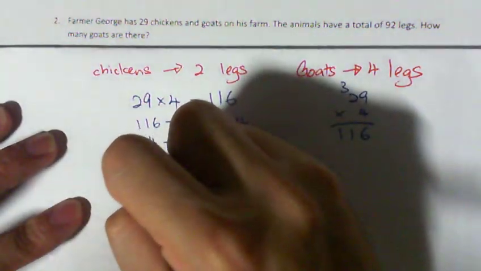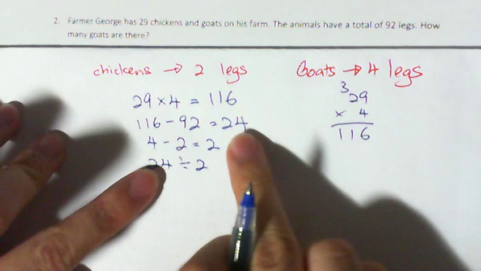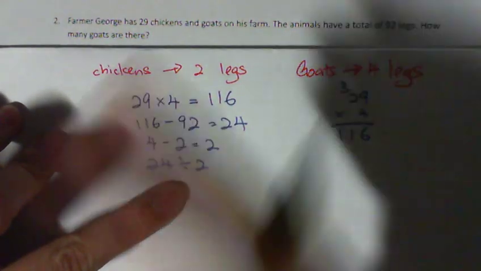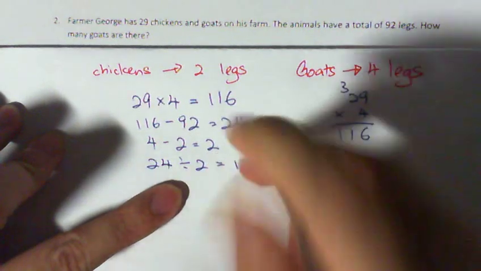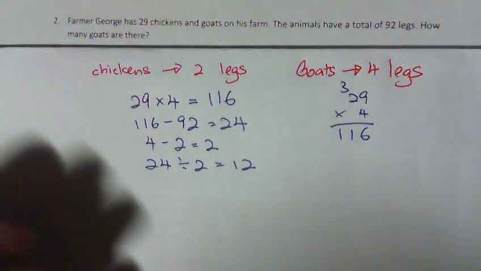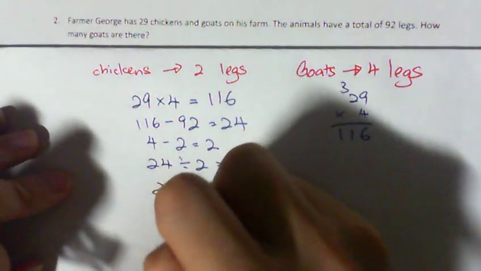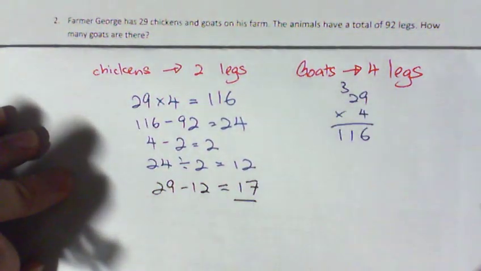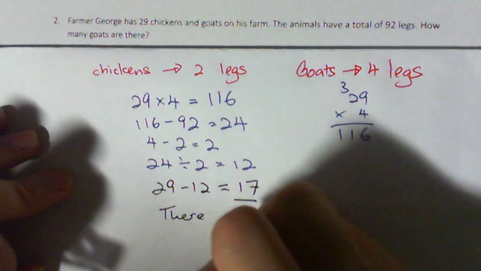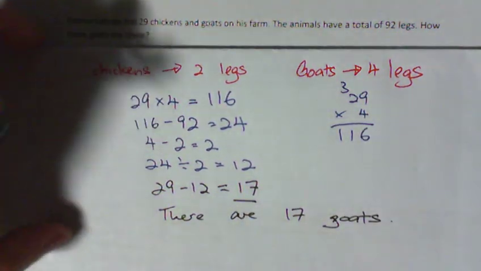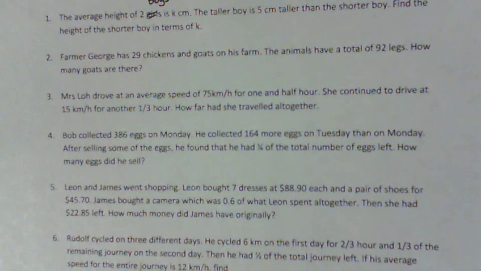So 24 divided by 2, because this extra is created by taking out the goats and putting in the chickens. I know there must be 12 chickens. So if I know there are 12 chickens, how many goats are there? 29 minus 12 equals 17. So there are 17 goats. Okay. Next.